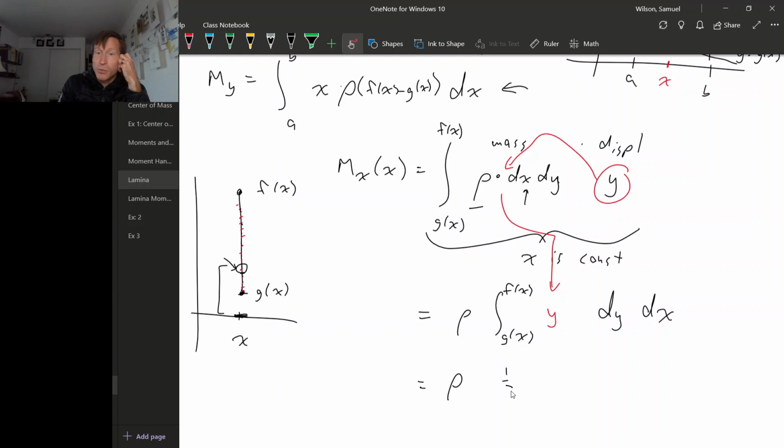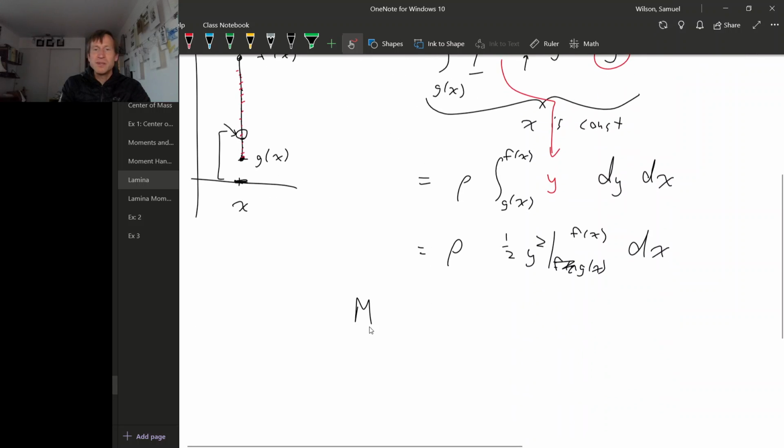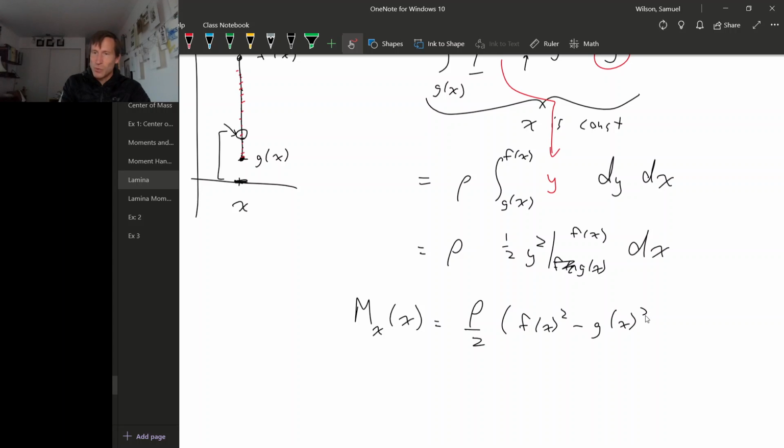So when we integrate, we get 1/2 y squared from g of x to f of x, dx. And then when we plug in our bounds, we find that the moment about the x-axis of the slice at x is rho over 2 times f of x squared minus g of x squared dx. Okay, so that's the moment of just this one slice about the x-axis.